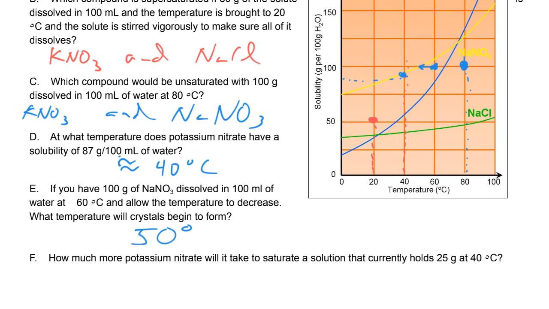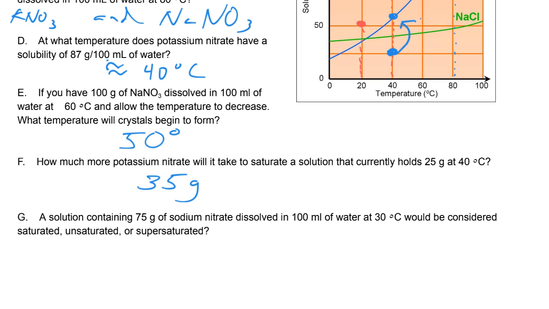All right, how much more potassium nitrate will it take to saturate a solution that currently holds 25 grams at 40 degrees Celsius? So we're at 40 degrees Celsius. We've already put in 25 grams, but to get up to the saturation point for potassium nitrate, which looks to be maybe about 60, we need to add in about 35 more grams to get from here up to here, which is the saturation point.